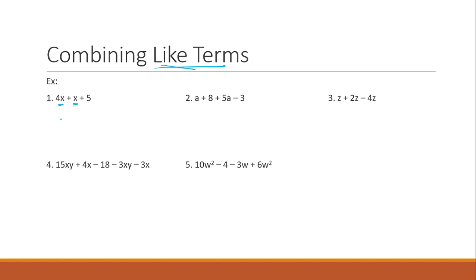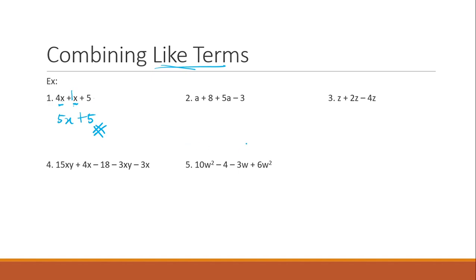So for this one, we can combine 4x plus x. X here actually means 1x, right? So 4 plus 1, we will get 5, and the variable at the back is x, and then plus 5. So this is the answer. We cannot get any simpler, so this is the answer. Now let's try number 2.